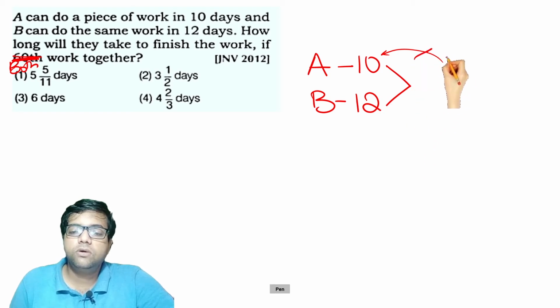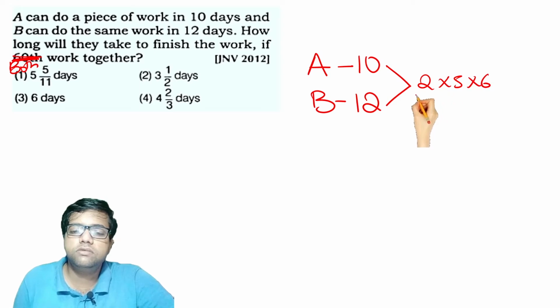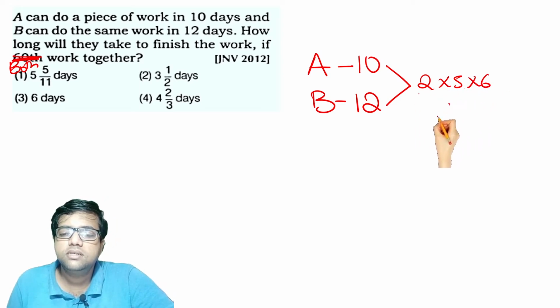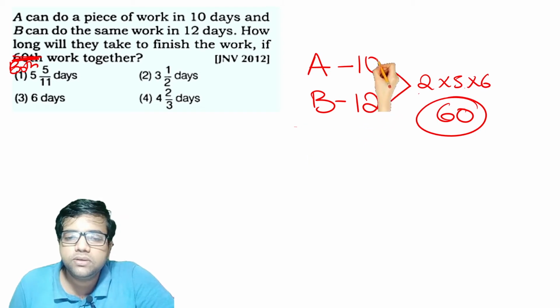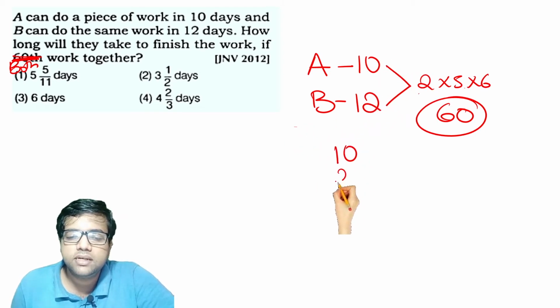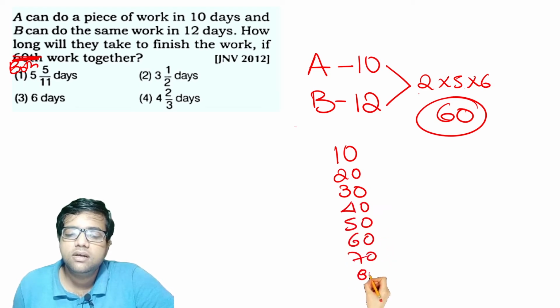So what will you get? You will get 2 into 5 into 6. 2 5s are 10, 10 6s are 60. You will get 60 as the LCM. The other method is to check the table of 10. 10 1s are 10, 10 2s are 20, 10 3s are 30, 10 4s are 40, 10 5s are 50, 10 6s are 60, 10 7s are 70, 80 and so on.